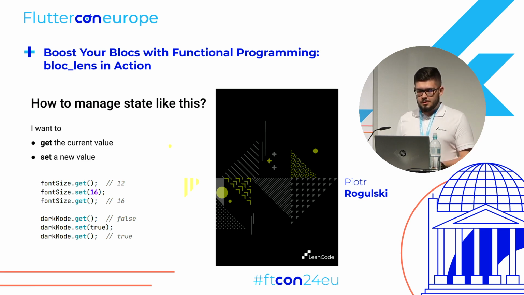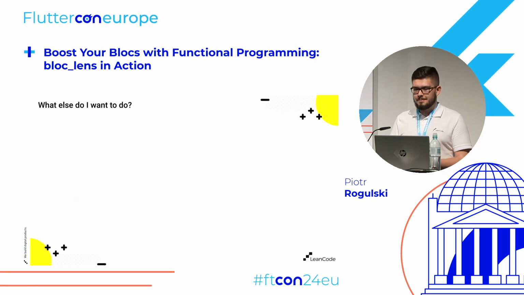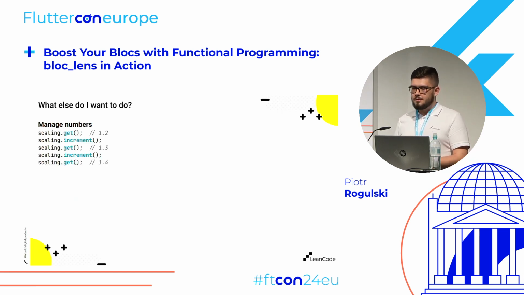But besides all those basic get and set methods, what other functionality do apps need? A lot of values in the apps are numbers. For example, font size, you can have some additional scaling, some kind of sizes, delays, and numbers can be incremented, can be decremented. So I want to have those methods as well in my app, just simply to make my life even easier.